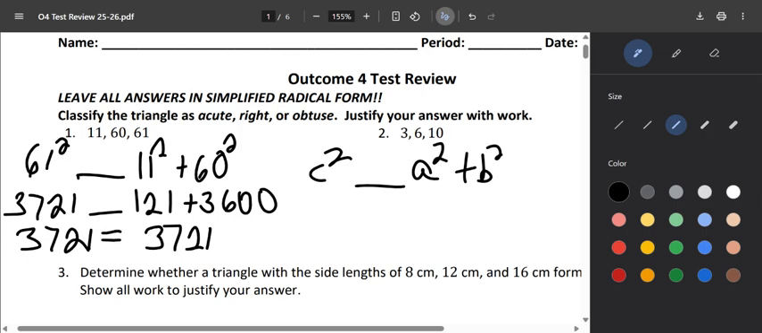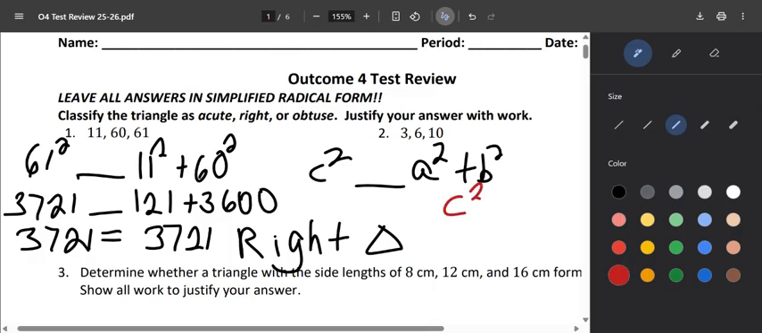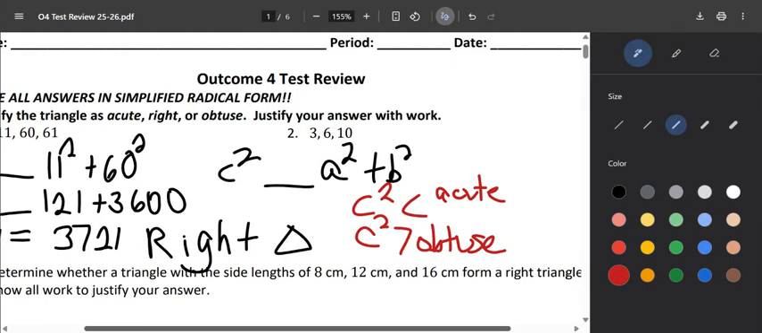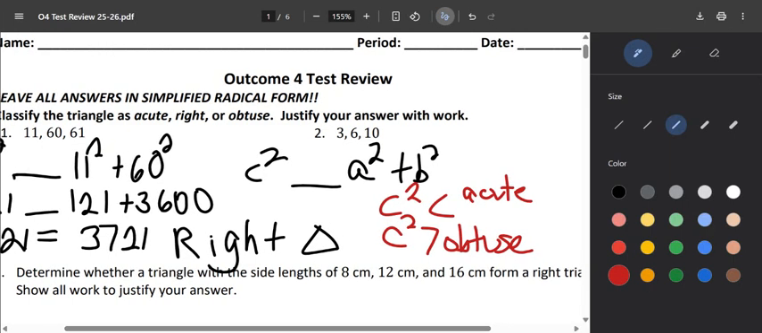If they are equal, then it is a right triangle. If we had that c squared was less than, it would be acute. And, oh well, that's kind of cut off. C squared greater than, it would be obtuse. So you're going to use that same setup in order to do 2 and 3. Okay. Well, let's keep going.